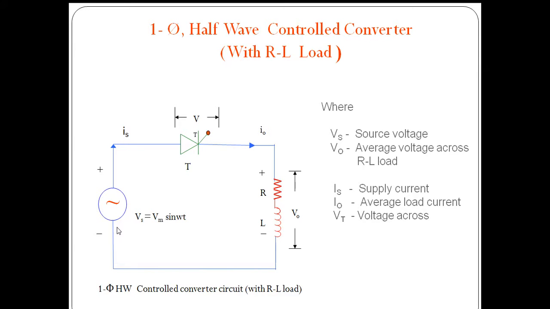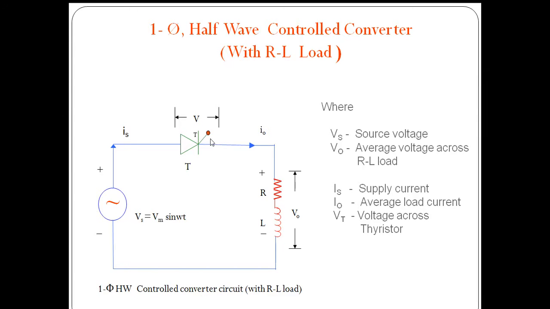So here the AC supply, Vs represents the source voltage. V naught represents the output voltage across the RL load. Is is the current flowing through the circuit. I naught is the load current, and VT represents the voltage across the thyristor. So this is the single phase half wave controlled converter.